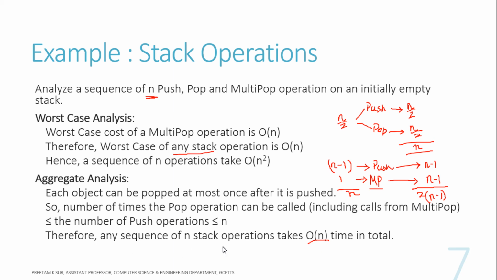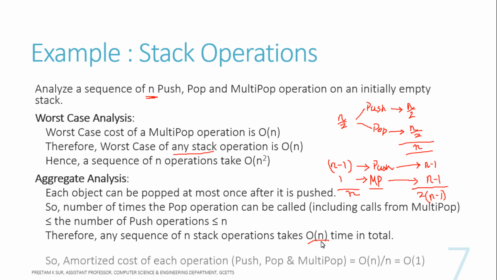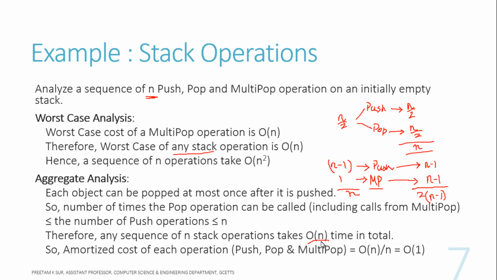Okay, so therefore any sequence of n stack operations takes order of n time in total. Any combination you take, you will find that the total is going to be order of n, and hence we will find out the average time. So the average time is going to be order of n divided by n, or order of 1. So we say that the amortized cost for each operation, that is push, pop and multi-pop, is going to be order of n divided by n, or order of 1. Okay, so the amortized cost of push is order of 1, the amortized cost of pop is order of 1, and the amortized cost of multi-pop is also order of 1.